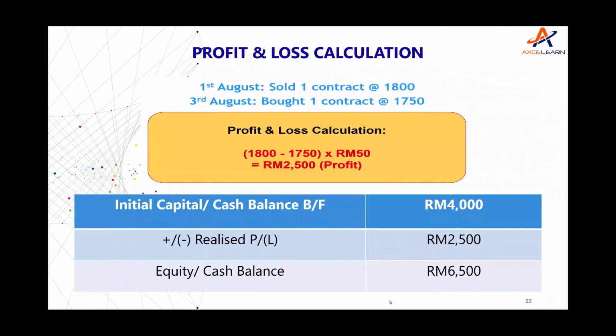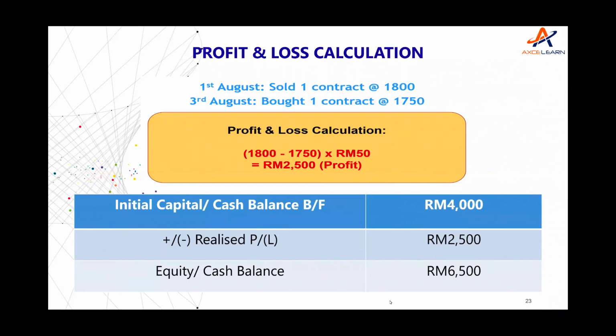Now, in your trading platform or in your trading account, at the bottom part, we are trying to show it to you. If your initial capital, let's say, for example, is 4,000, as per the previous example, you have a realized profit of 2,500. So your initial capital of 4,000 plus 2,500, your balance in your account will be 6,500.